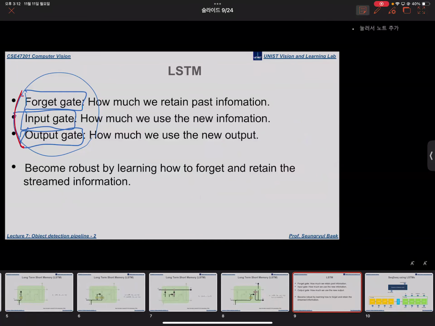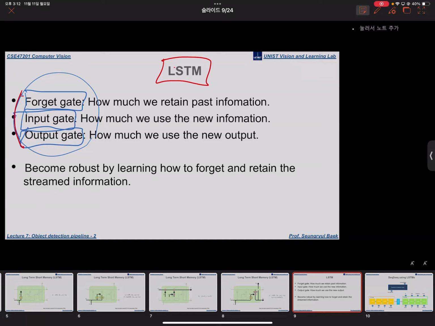Okay, so because of that, it learns how much you will forget and retain the information, and they are becoming robust. Okay, that's the LSTM architecture. Are you guys following this?